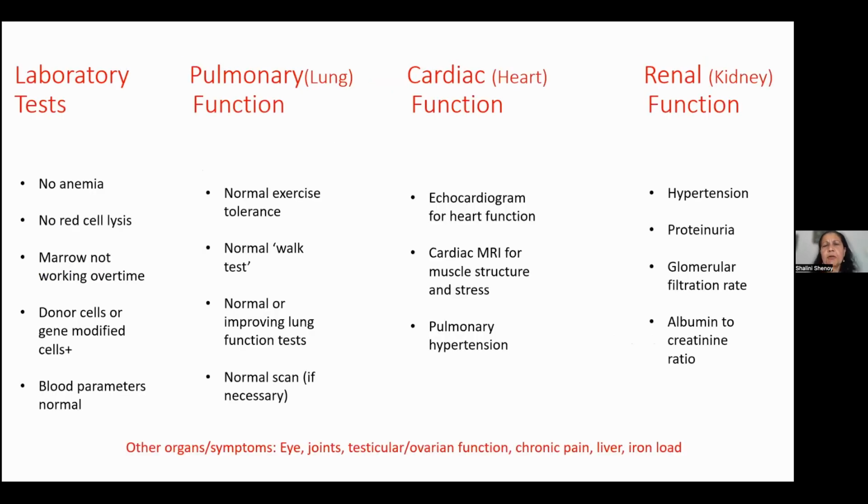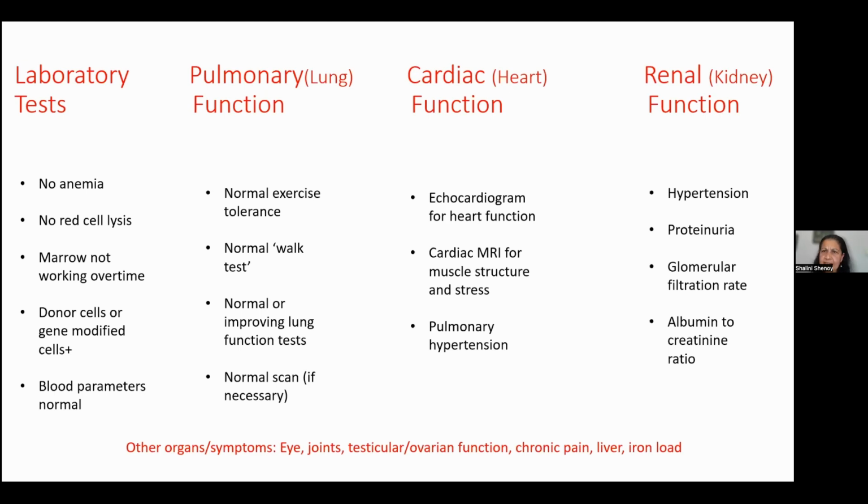And then come all the organs that I talked about. The laboratory tests tell us how the sickle cell disease is doing within the blood. And then we look at lung function, heart function, and kidney function. Each of the things that I've listed below are some of the tests and measures that we use to determine how these organs are functioning long-term. Are they affected? If they are affected, is that effect getting better? Are we making a difference?